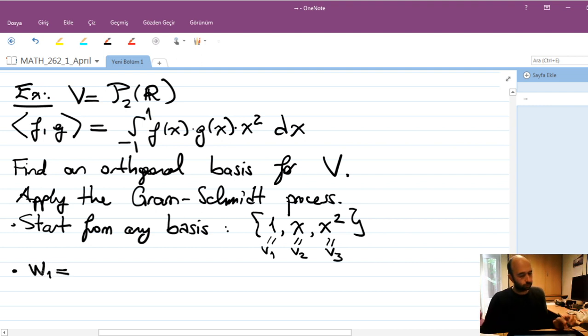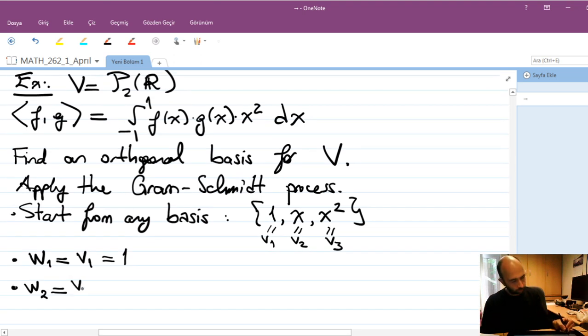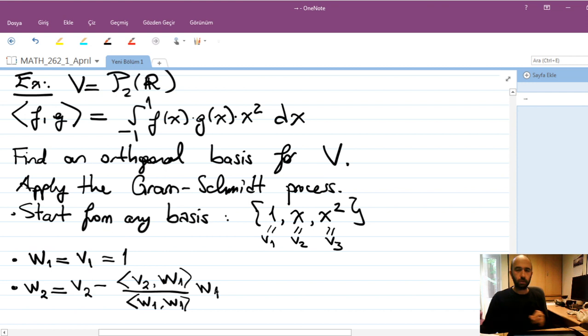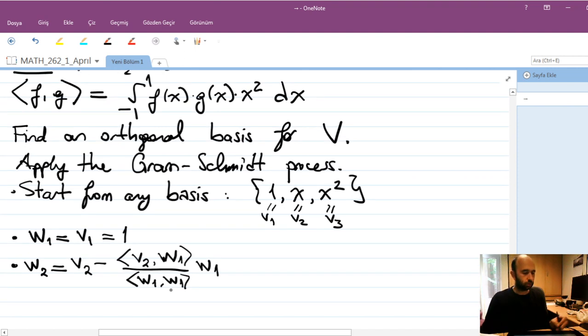Here's the algorithm. So w1 is simply v1. I don't change anything. So it is 1. Now for w2, you take v2 and you try to chop away its projection onto the previous w's. So v2 minus <v2, w1> divided by <w1, w1> times w1. That's what I should write. But then this requires a bit of computation. So you need to find out these two inner products.